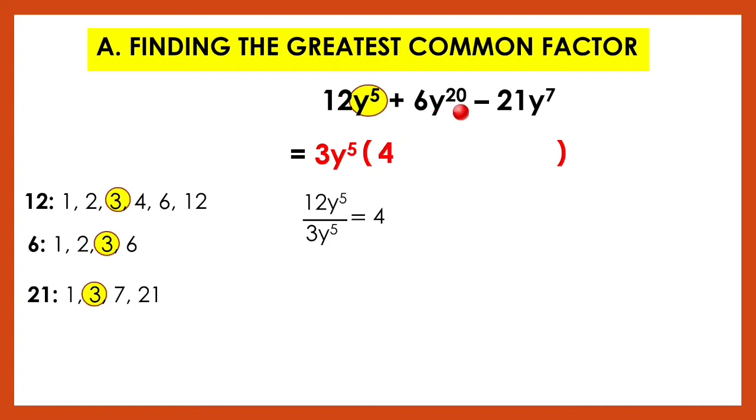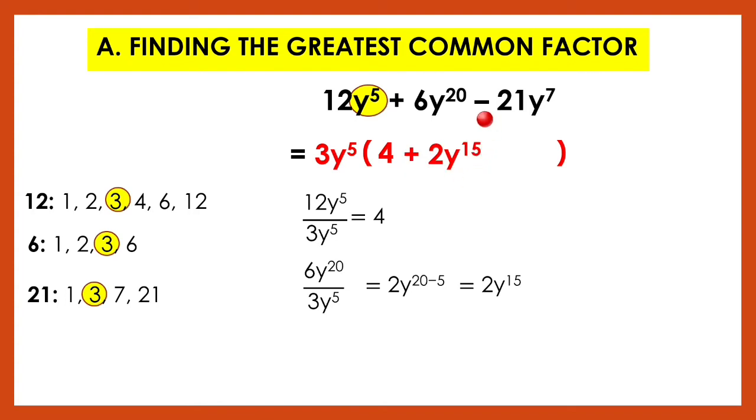Next, 6y raised to 20 divided by 3y raised to 5. So, we have 6 divided by 3 is 2. And then y raised to 20 minus 5. What is 20 minus 5? That is 15. So, we have 2y raised to 15. Yun naman yung ilalagay nating next term. Plus 2y raised to 15.